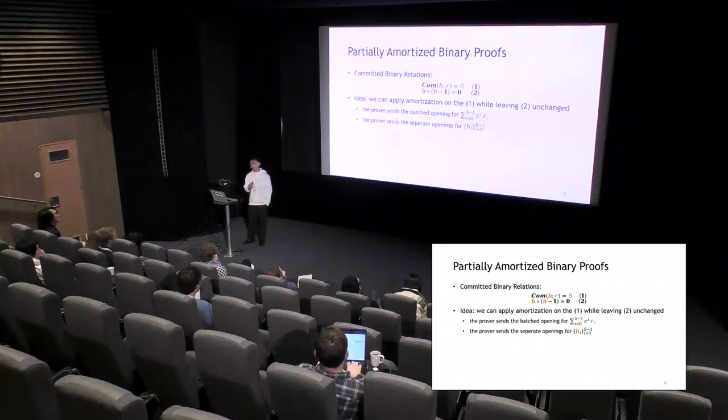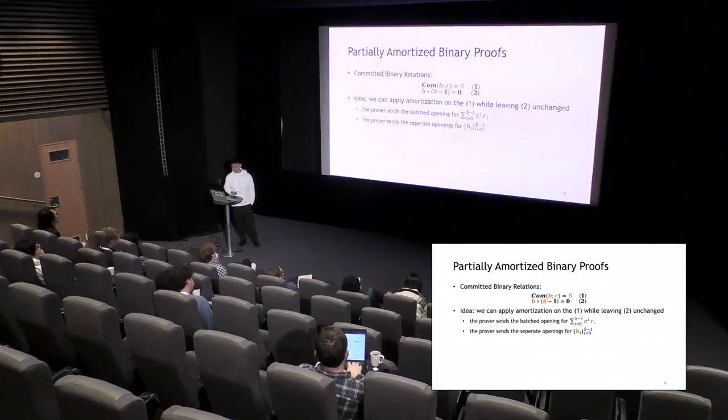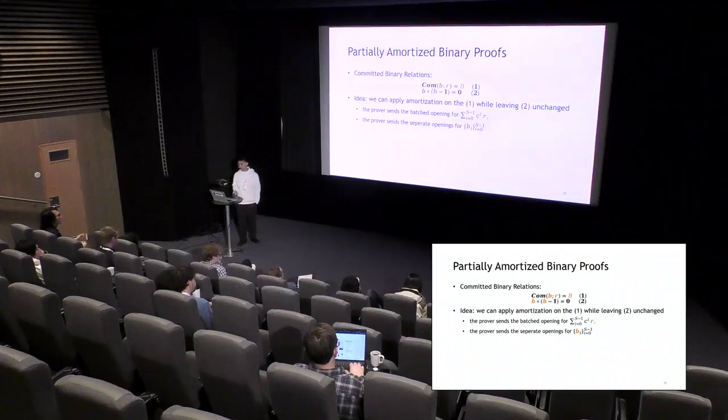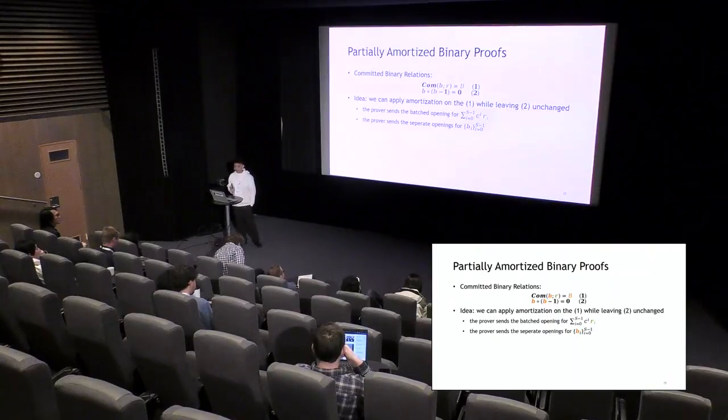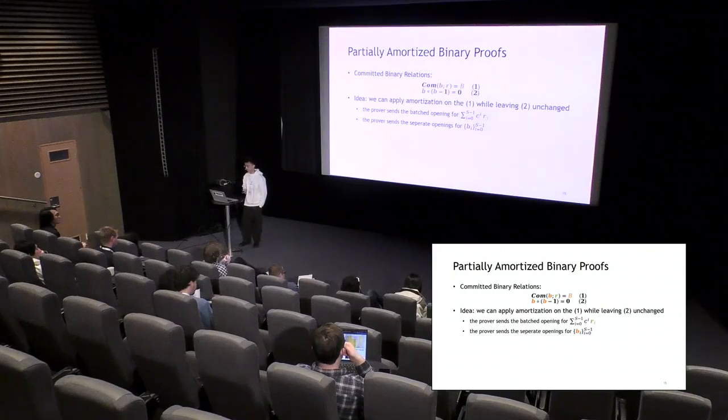So for the committed binary relation, there are actually two constraints. The first is that the commitment on the binary vector B with the random vector R equals a value B. And the second is the binary constraint, as we mentioned. So our idea is that we can apply the amortization partially on the first equation while leaving the second equation unchanged. So the prover can send the batched opening for the random vectors Ri, but the openings for Bi are sent separately. Concretely, we can reduce the proof size to half of the original one.